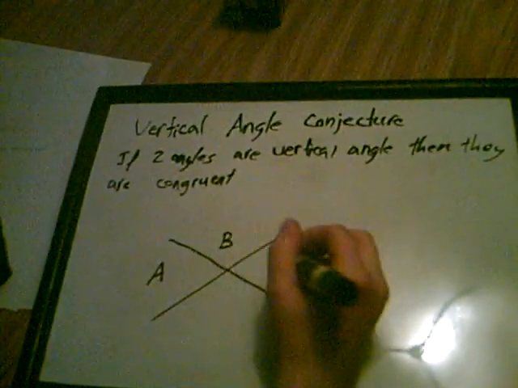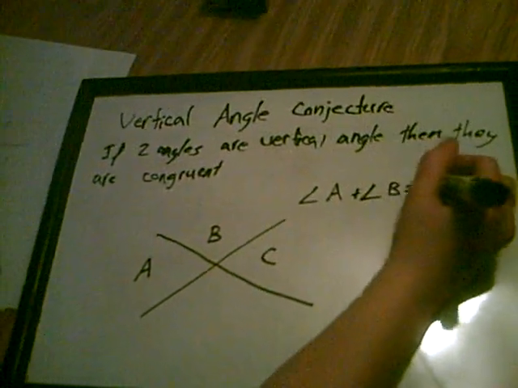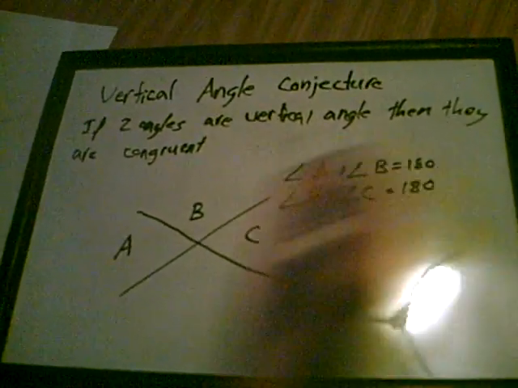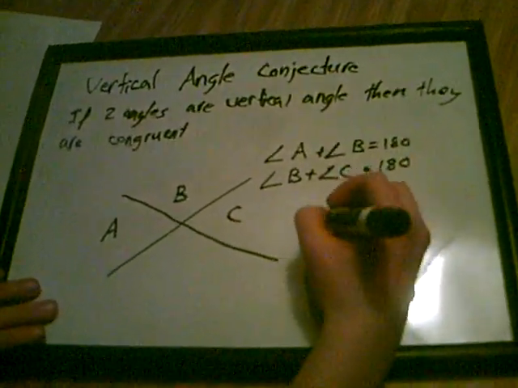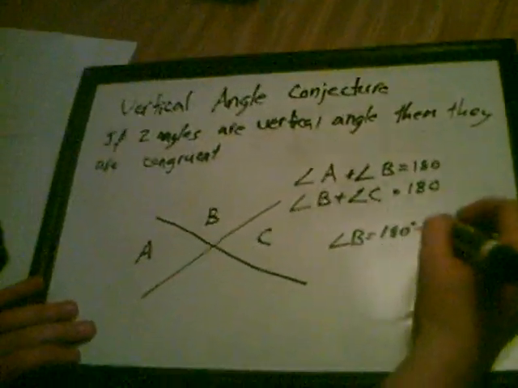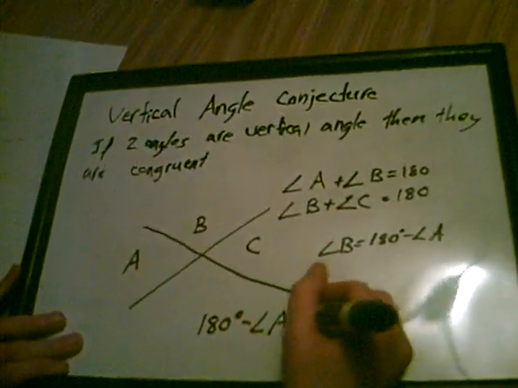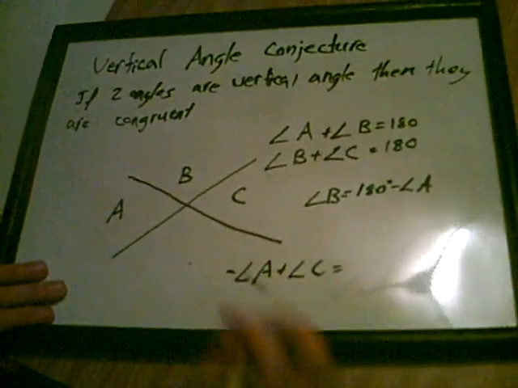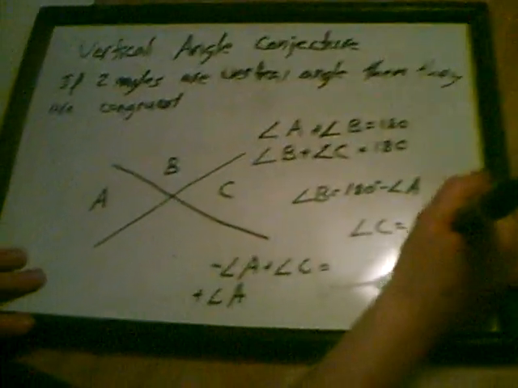And I'm going to call this angle A, angle B, and angle C. Because of the linear pair conjecture, we know that angle A plus angle B equals 180 degrees. Right? We also know that angle B plus angle C equals 180 degrees. Alright, so now we're going to solve for B in this top equation here and get that angle B equals 180 degrees minus angle A. So I'm going to substitute that into this second equation, so it ends up being 180 degrees minus angle A plus angle C equals 180 degrees. Subtract 180 from both sides and add angle A to both sides, and then you end up with angle C equals angle A. Angle C and angle A are vertical angles, they're congruent.